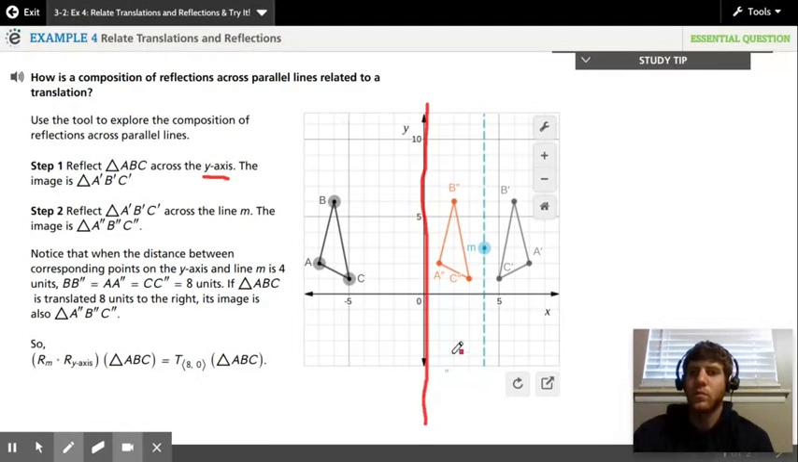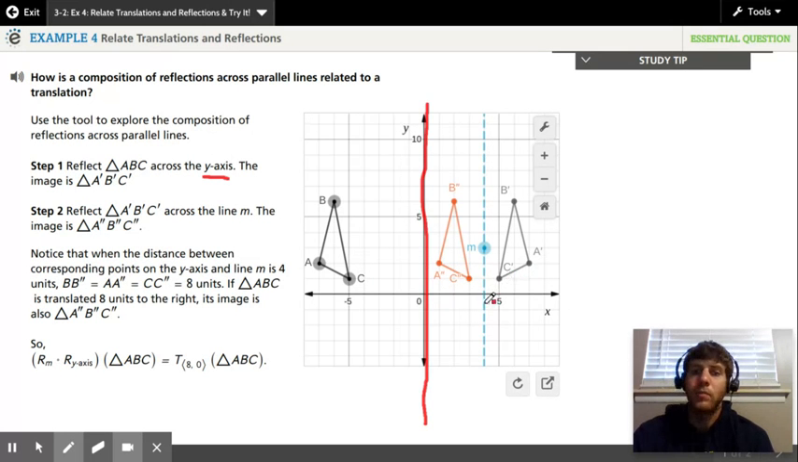Okay, so there are two ways to do this. The first way is you can just count. B here is 6 to the left of the y-axis, so if we go 6 to the right, there's going to be B prime. A is 7 to the left, so if we go 7 to the right, there's A prime. C is 5 to the left, so if we go 5 to the right, there is C prime.